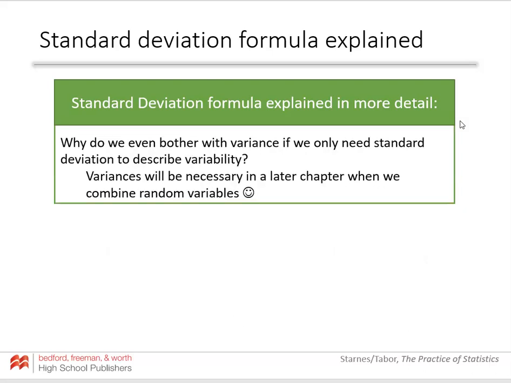Now, why are we even bothering with variance, that's before you square root it, if you're only going to need standard deviation to describe variability? When we get to a later chapter and we're going to be putting multiple random variables together, you're going to have to use variance in those formulas and calculations and not standard deviation. So we do care about the squared standard deviation, which we also call the variance.